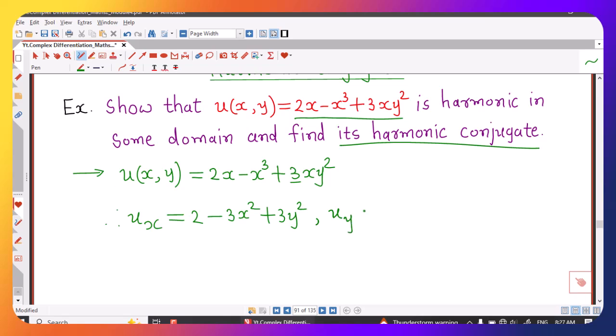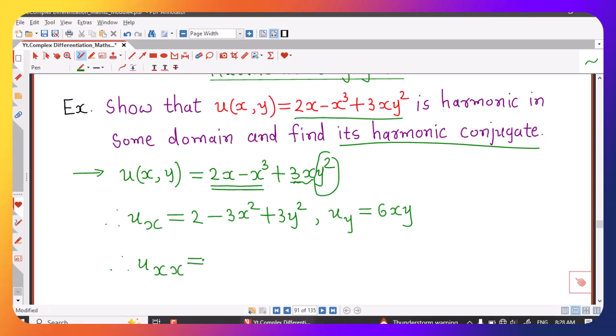Similarly, del u by del y equal to, this is independent of y, and we consider x as constant when we differentiate with respect to y. So derivative of this is 0 with respect to y, and here 3x is constant and derivative of y square is 2y. So we have del u by del y equal to 6xy.